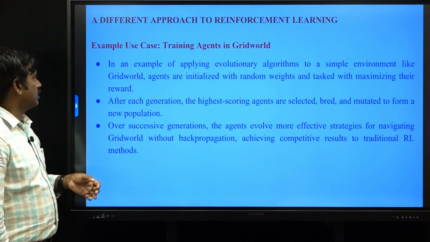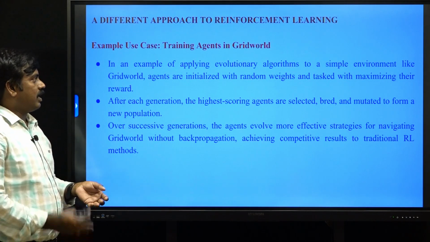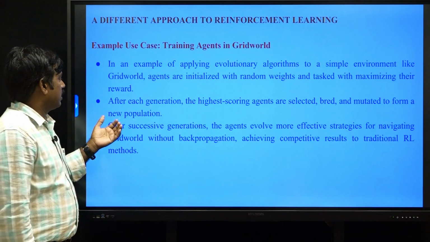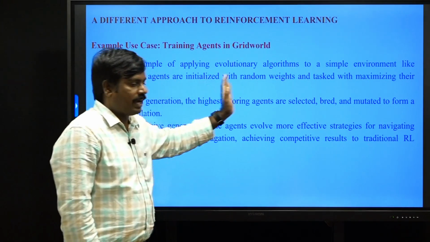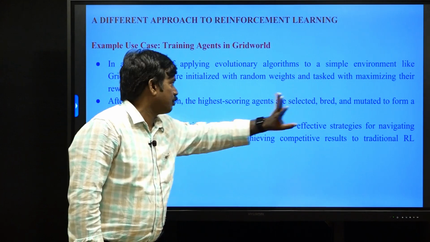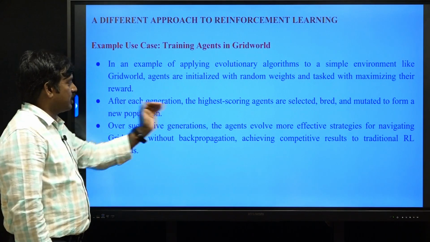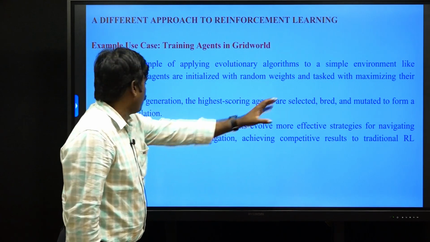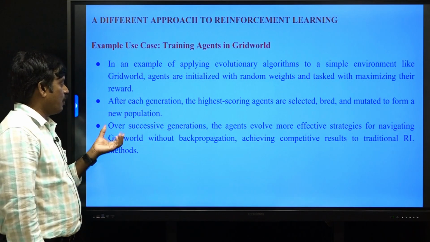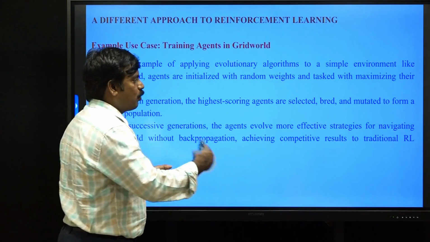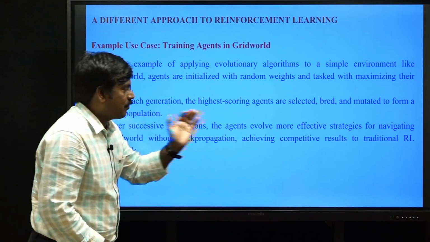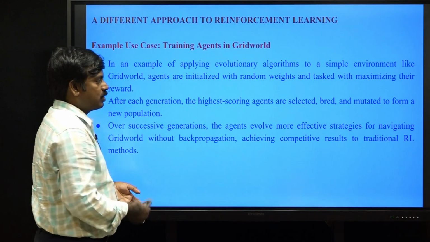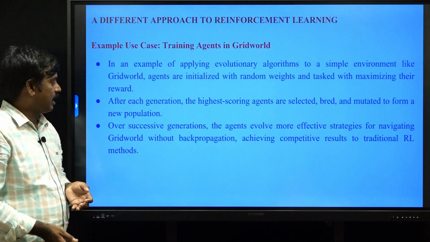An example case: we can apply evolutionary algorithms to any environment, like grid world. In grid world, agents are initialized with random weights and take actions to maximize their reward. After each generation, the highest scoring agents are selected, bred, and mutated to form a new population. Over successive generations, the agents evolve more effective strategies for navigating grid world without backpropagation, achieving results competitive with traditional reinforcement learning methods.